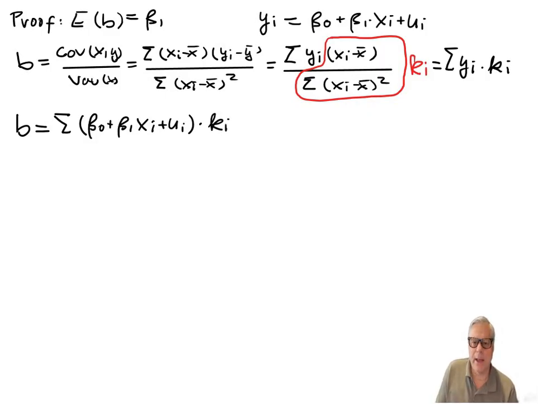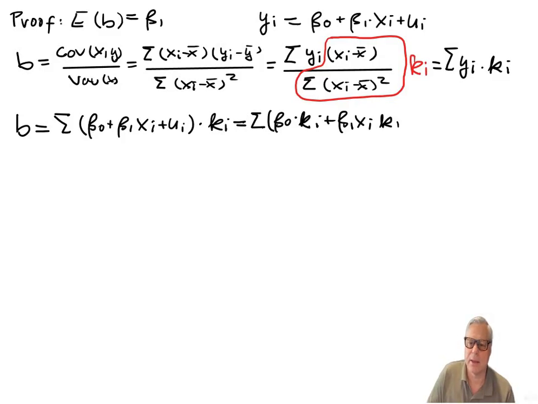And now I multiply through, and that is equal to the sum of beta 0 times Ki. Let's do it one more time. So it becomes beta 0 times Ki plus beta 1 xi Ki plus ui times Ki.